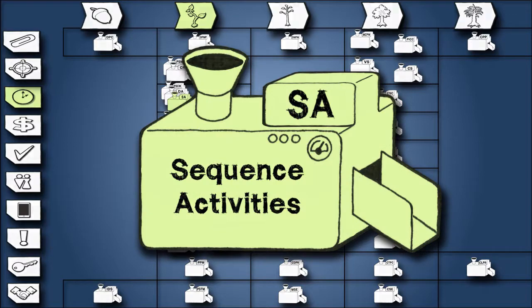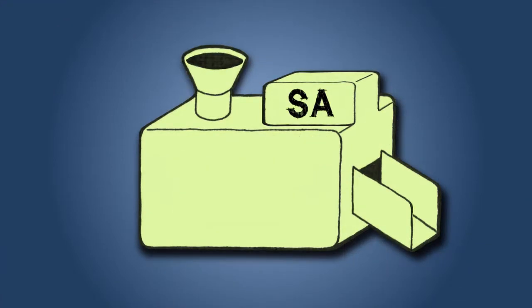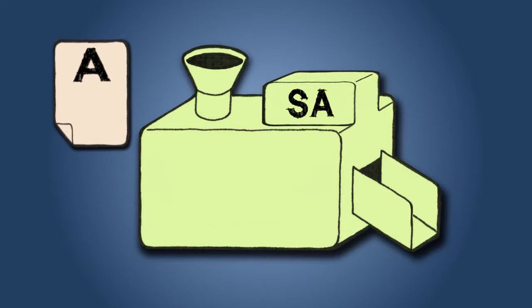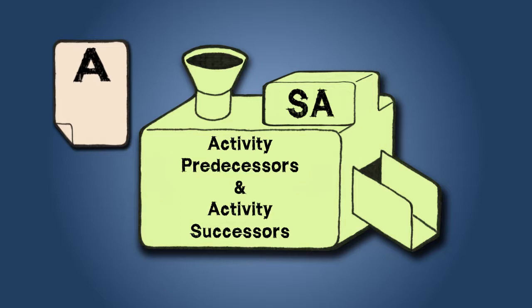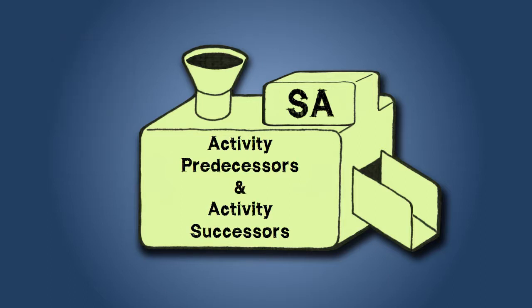The purpose of the sequence activities process is to analyze and document the relationships among the project activities using the list of activities that were documented in the define activities process. For an activity on the list, the project manager must decide which activities come before and which activities come after. These are called activity predecessors and activity successors. By analyzing the predecessors and successors logically, a project manager can create a sequence of work which will accomplish the project with the greatest amount of efficiency given all the other project constraints.